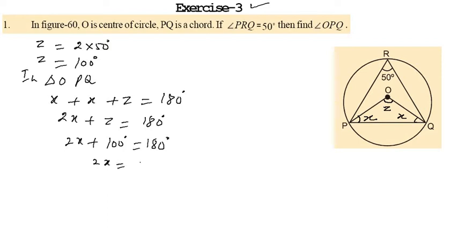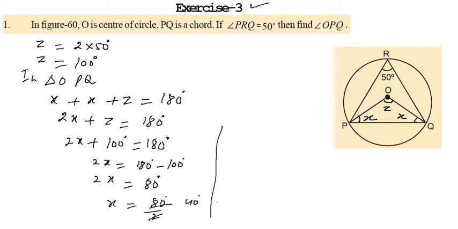So 2X will be equal to 180 degree minus 100 degree. So we get 80 degree. So X will be equal to 80 degree divided by 2. 2 fours are 8, so you can write X will be equal to 40 degree. So angle of OPQ will be equal to 40 degrees. So that one is your answer.